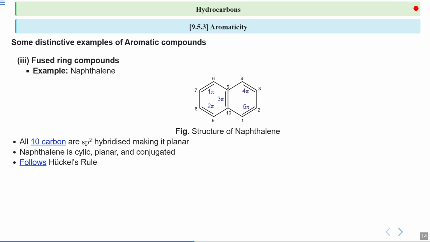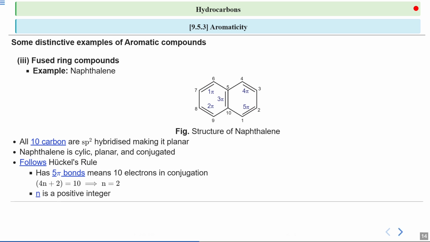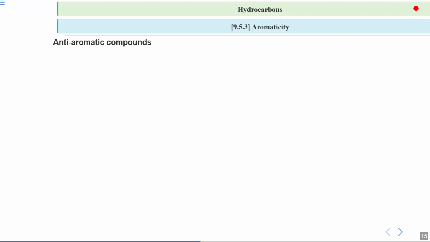And if you look at Huckel's rule, it follows Huckel's rule as well, which says your pi electrons should be in the count of 4n plus 2 and n should be a positive integer. So let's look at the structure. Total number of pi bonds is 5. Therefore, 10 electrons are possible as pi electrons. Now, if you calculate 4n plus 2 equal to 10, you will get n equal to 2, which is a positive integer. Therefore, your compound is aromatic as it is cyclic, planar, conjugated and follows Huckel's rule.